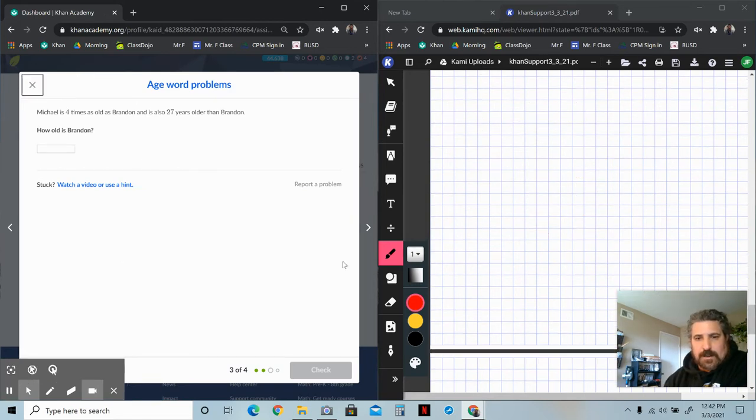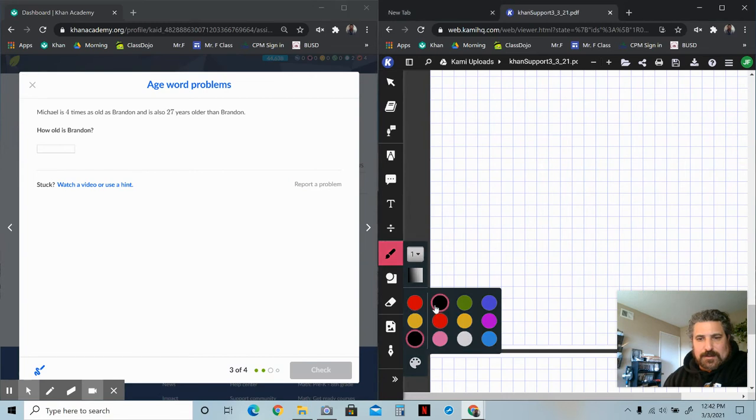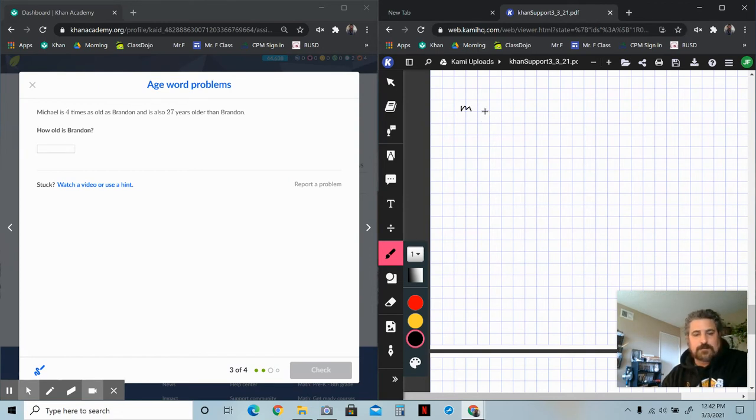Oh, this is funny. It looks like it's the same problem. So I hit next, and this now says 3 out of 4. But look, it's Michael is 4 times as old as Brandon, and it's also 27 years older than Brandon. That sounds like a very similar problem, if not the same problem. I think it's the same problem. But let's just do it out. So let m equal Michael's age in years. Let b equal Brandon's age in years.